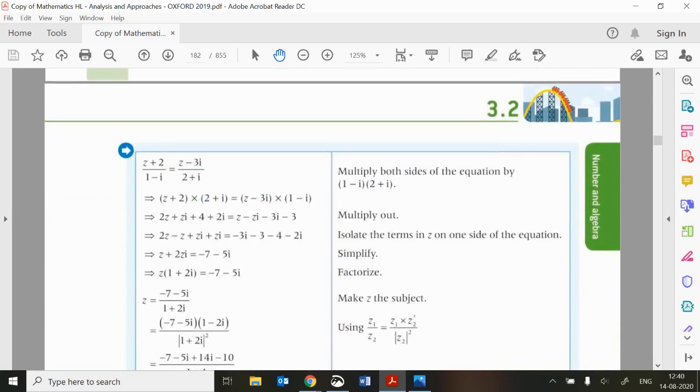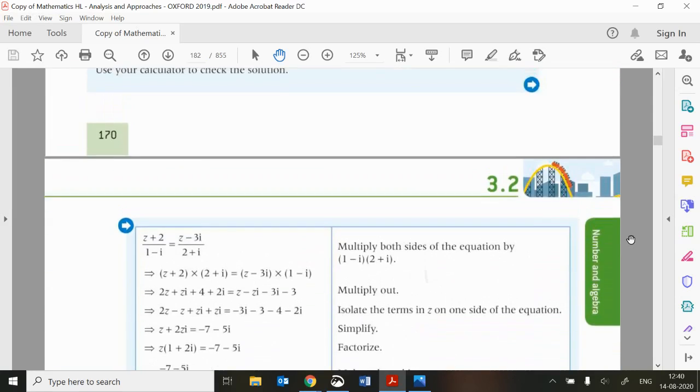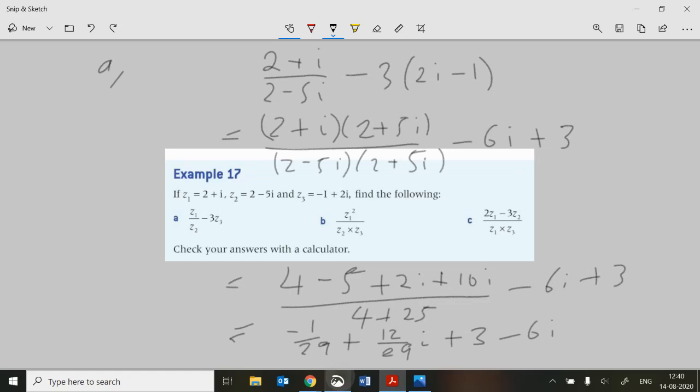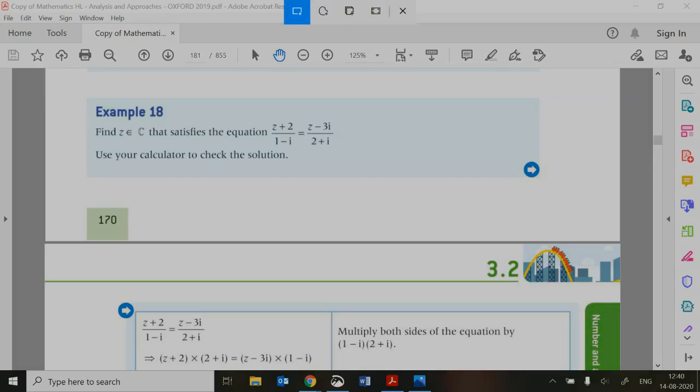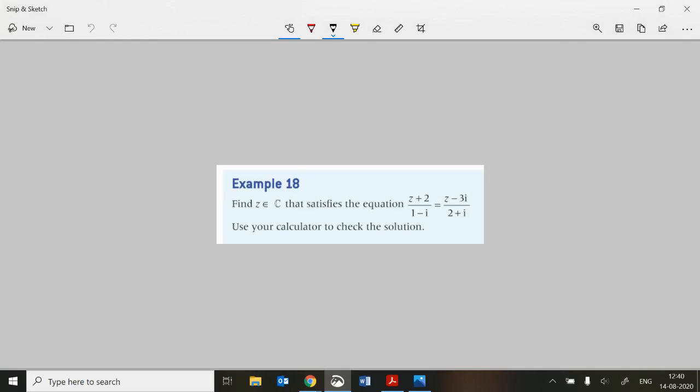Okay, and example 18, I believe, is our last one before 3G. So let's have a little look at this one. So example 18 says, find z belonging to C that satisfies this equation here. Now, this is kind of interesting because how do you set this one up? Do you go back to saying z is a plus bi and work with that, which is going to create a lot of working out here?